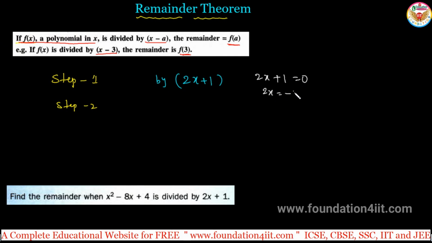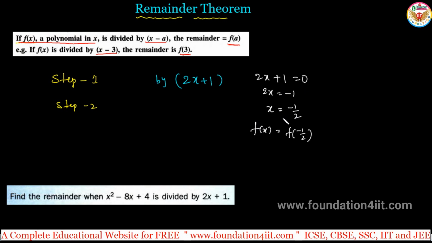So 2x is equal to minus 1, plus 1, take the right side, and x is equal to minus 1 by 2. Now f of x, right? So f of minus 1 by 2. In the place of x, you have to replace minus 1 by 2. Then you get the remainder.